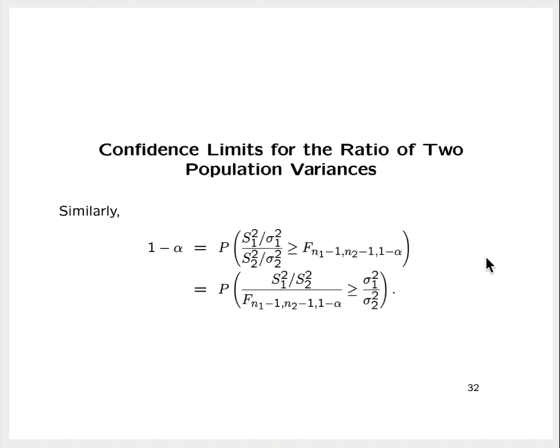Similarly, we can come up with the probability that this random variable is greater than or equal to the upper 1 minus alpha percentage point of the F distribution. That probability is 1 minus alpha. And so again, we get a probability statement involving this random variable, S1 squared over S2 squared divided by the upper 1 minus alpha percentage point of this F distribution, being greater than or equal to the ratio of the population variances. Those probabilities are equal because the events are equivalent, and so that probability is 1 minus alpha.